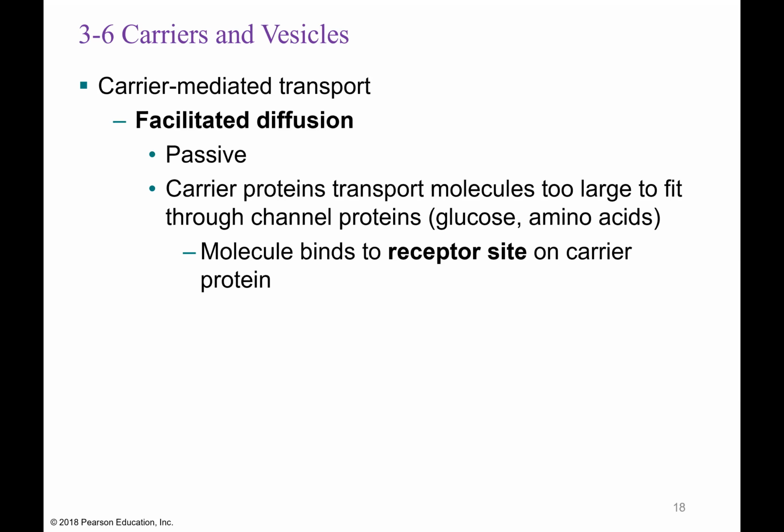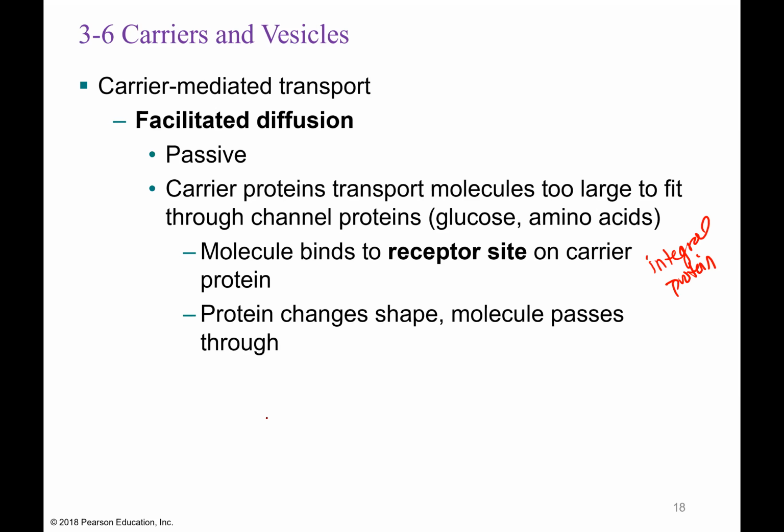Still passive. Let's say we're talking about glucose. Glucose binds to a receptor on the carrier protein that's embedded in the plasma membrane. This would be an integral protein. So it binds to that protein. When that binding occurs, it causes the protein to change shape, which then allows the molecule to pass through into the cell. Even though it's changing shape, it's still passive and it does not require energy.